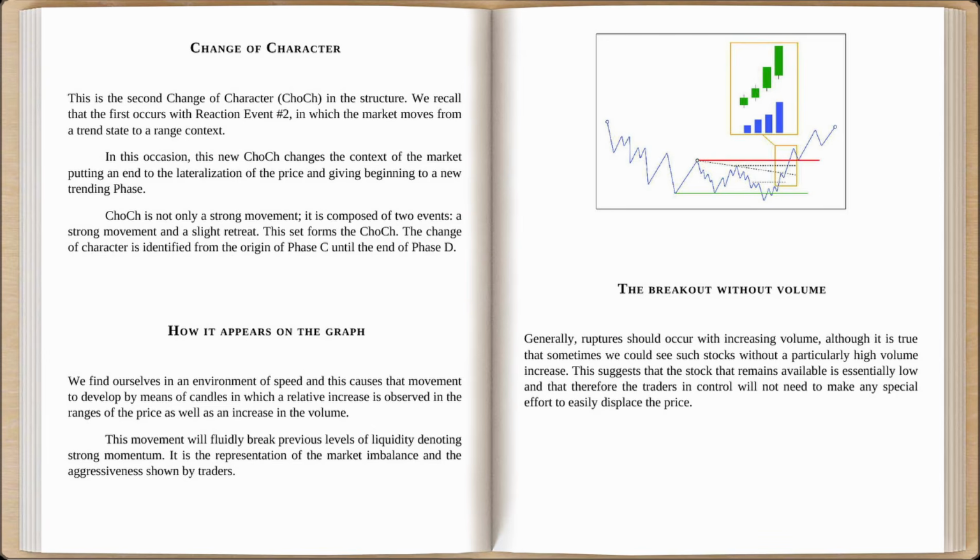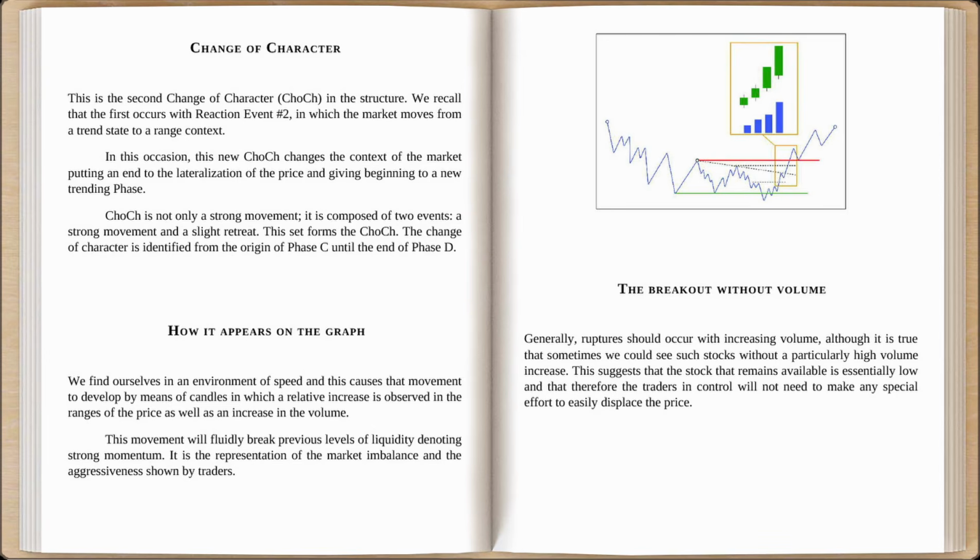CHoCH is not only a strong movement, it is composed of two events, a strong movement and a slight retreat. This set forms the CHoCH. The change of character is identified from the origin of Phase C until the end of Phase D. How it appears on the graph.